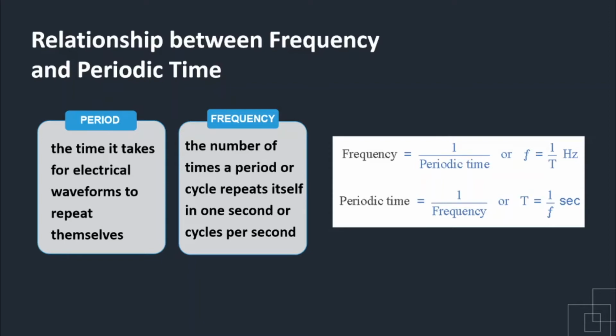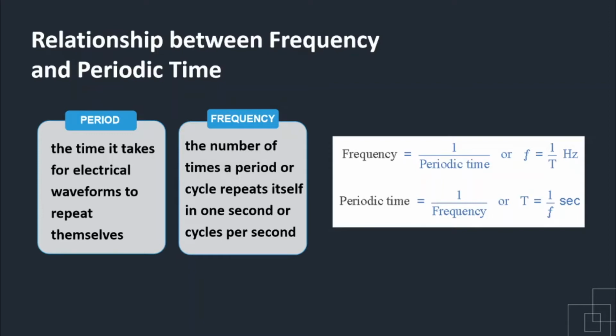So, frequency, ang formula niya ay 1 over T or 1 over periodic time. Ang unit nito ay hertz. Samantalang ang periodic time naman, ang formula niya ay 1 over F or 1 over frequency at ang magiging sagot naman niya ay seconds. So, try natin mag-solve ng isang example para lalo pa natin maintindihan.